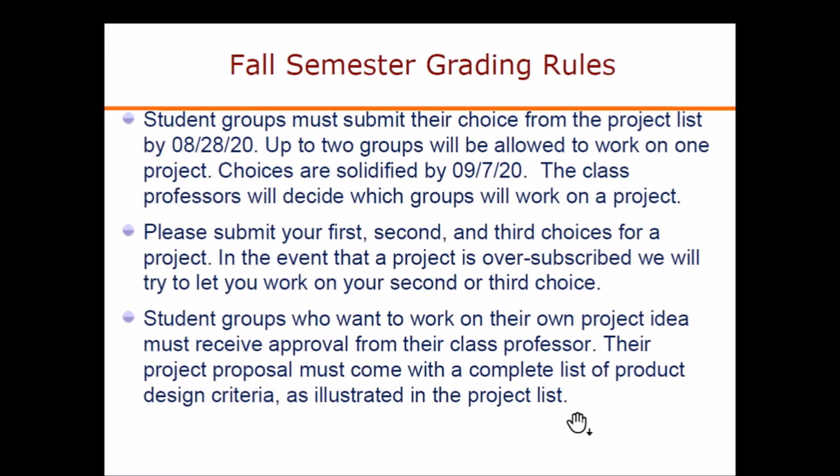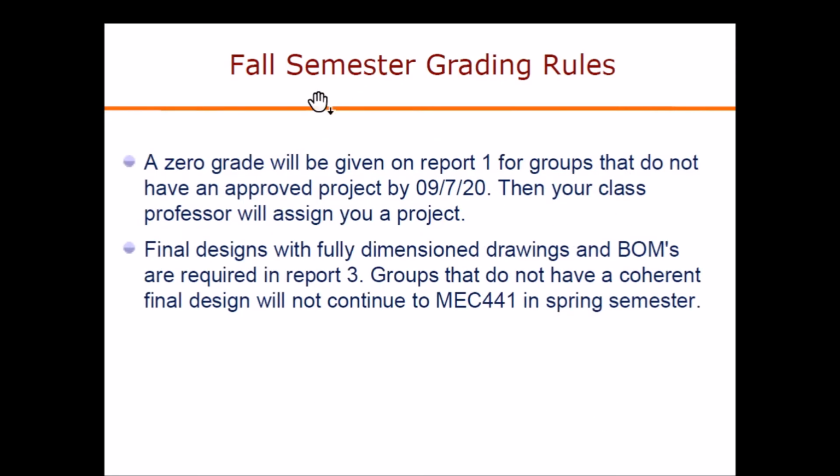We'll go through the project list also so that you guys can see what those look like. A 0 grade is going to be given on report 1 for any groups that don't have an approved project by the 7th, and then we'll assign you a project on the 7th also. And final designs with fully dimensioned drawings and bill of materials are required in the last report of the semester.